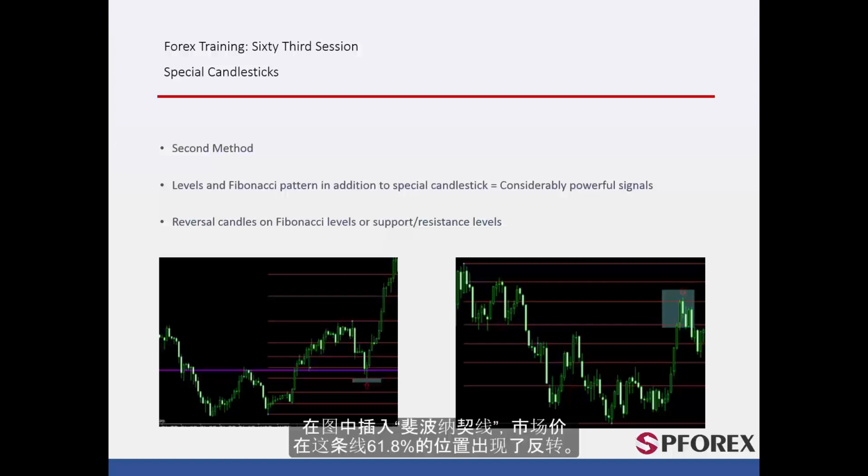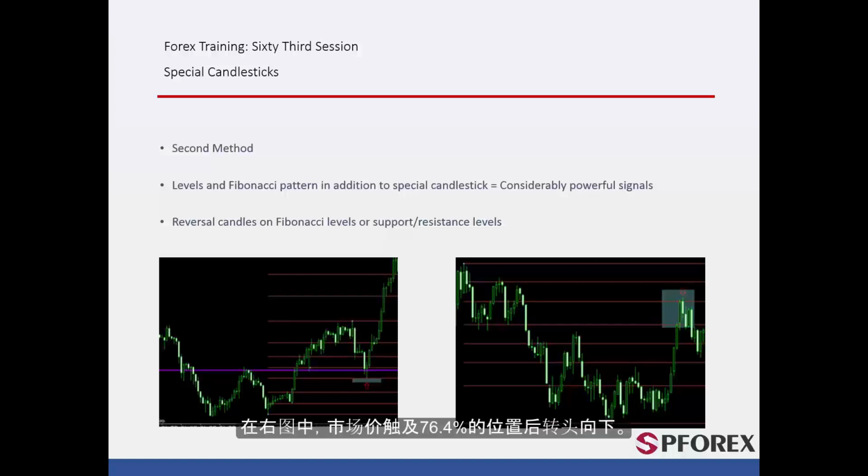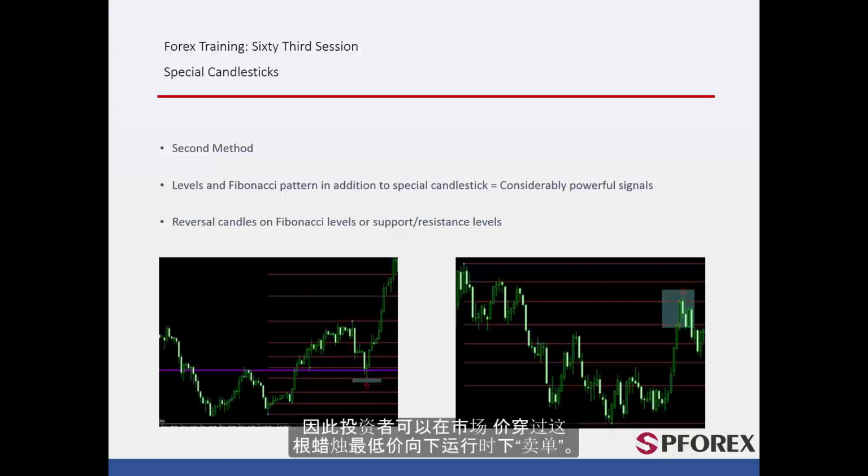A Fibonacci pattern can be inserted, where the market price reversed its direction at its level 61.8%. A bullish hammer has formed on this spot. So, 3 buy signals can be derived from these patterns. On the right graph, the market price has returned to its downward direction after it touched level 76.4%. A dark cloud has formed on this breakout point. Thus, a trader could place a sell order after the market price has passed the low price of the given candle towards the bottom.